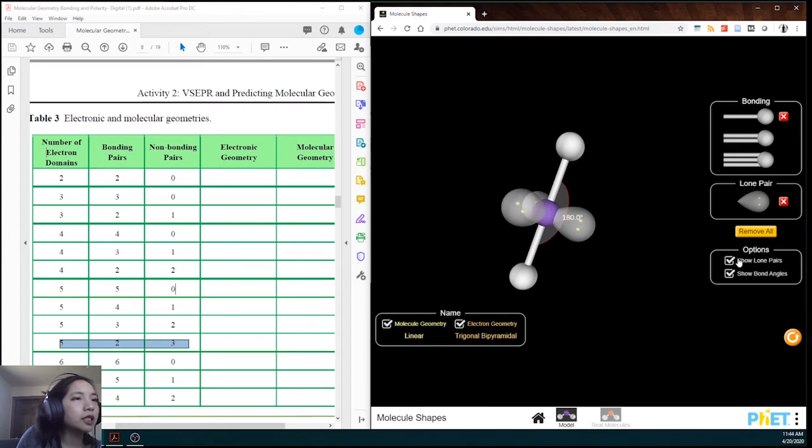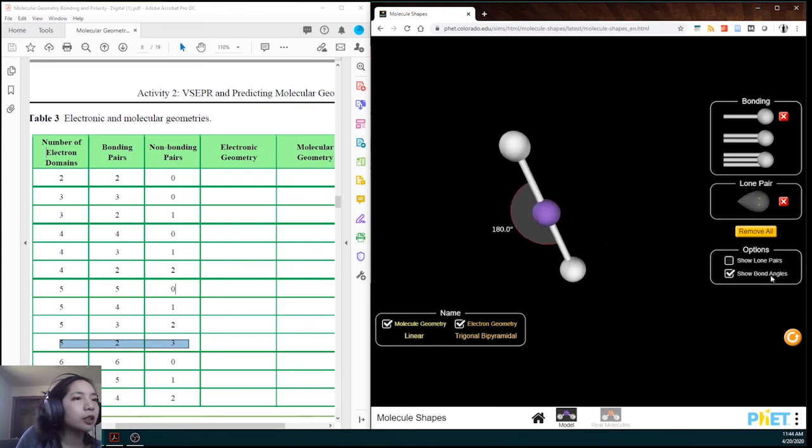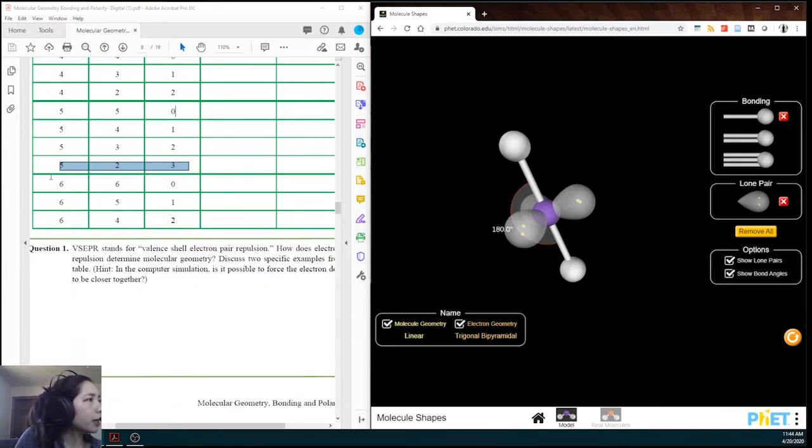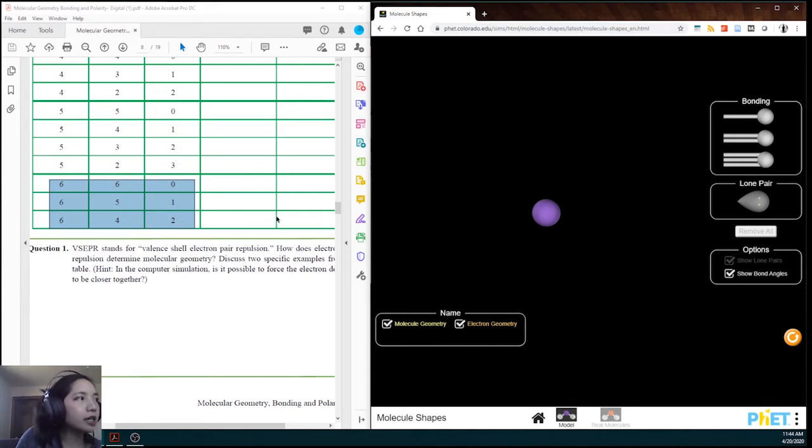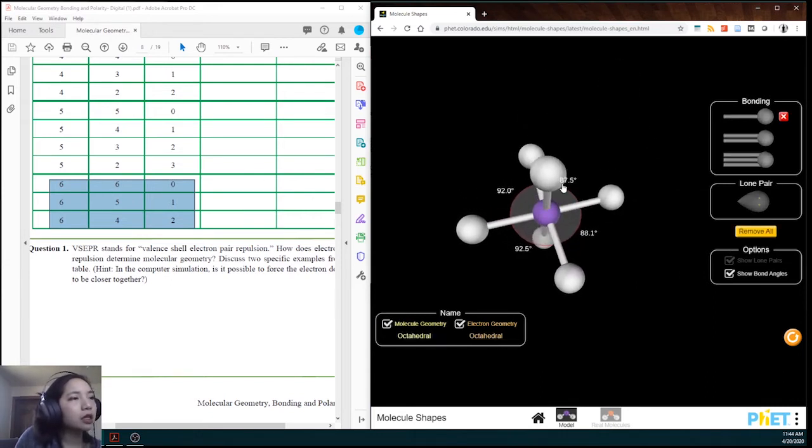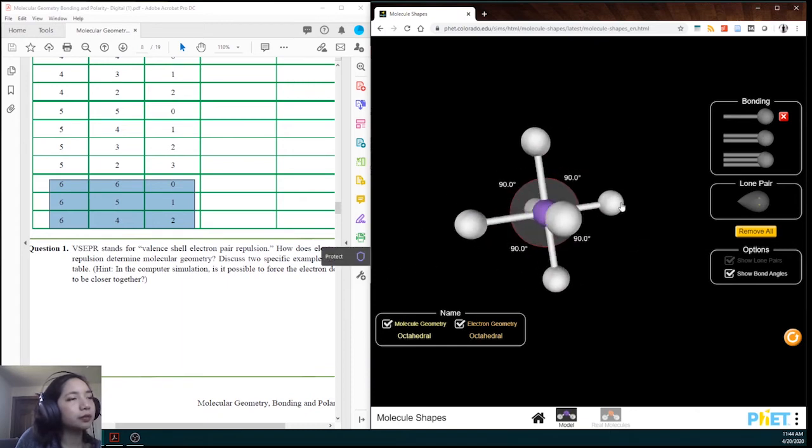All right, I can take away those lone pairs so you can see what that looks like. But really, those lone pairs do exist. All right, so now 6 electron domains. So first one is just 6 and 0 lone pairs. You know what the shape is. So 1, 2, 3, 4, 5, 6. So octahedral, no lone pairs.